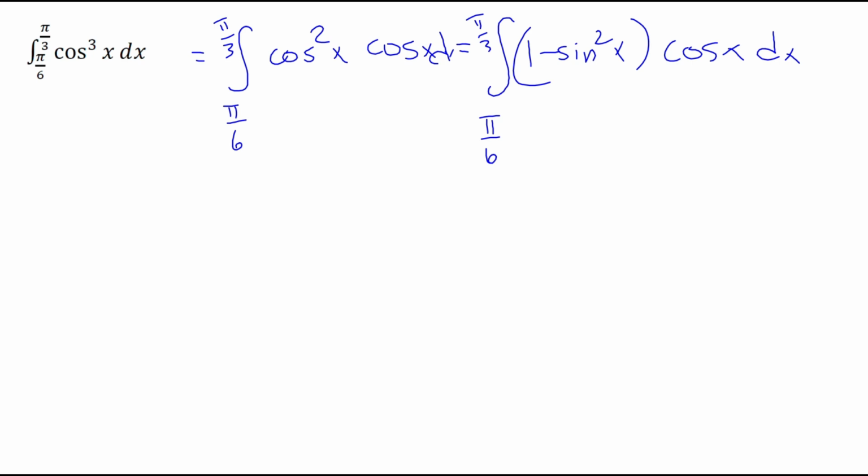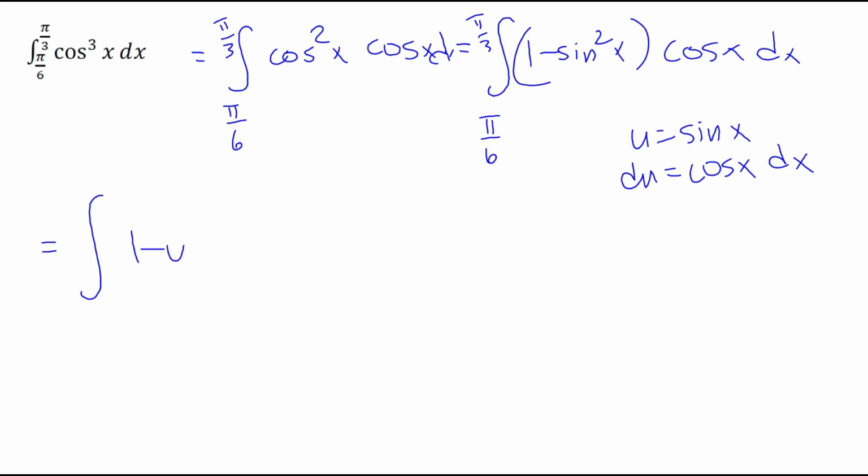And so when we do that, that allows us to do the u substitution where u is equal to sine of x and du is cosine of x dx. So now this integral just becomes an integral of 1 minus u squared du, right? The cosine x dx turns into the du, and the sine squared becomes u squared, so it's just 1 minus u squared.